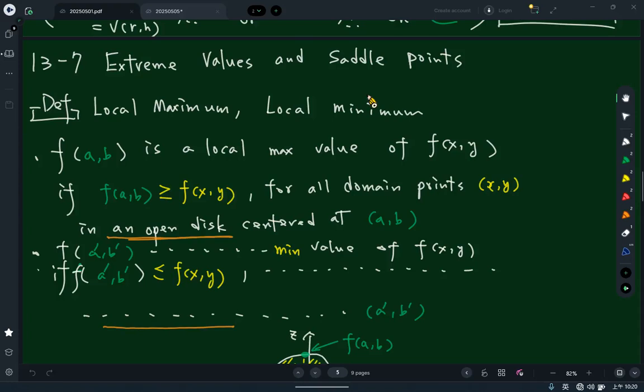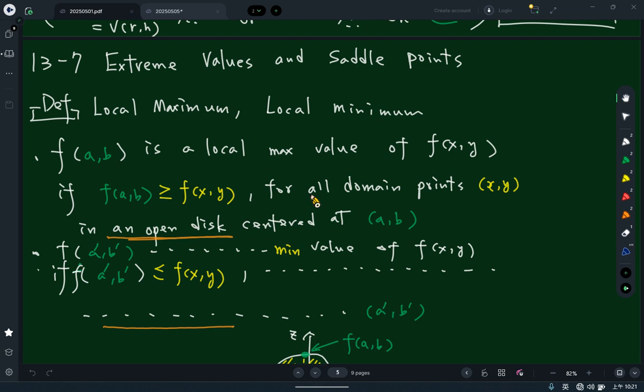So let's say we just talk about the extreme values and saddle points for two variable functions. That means it's just a surface, z is equal to f of x, y. We also define what is the local maxima value and local minima value. I think it is quite easy to extend the idea from single variable functions to two variable functions.